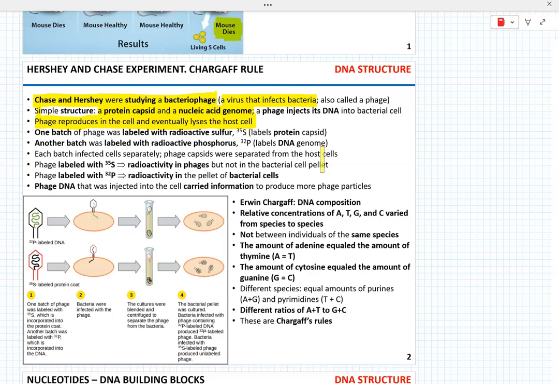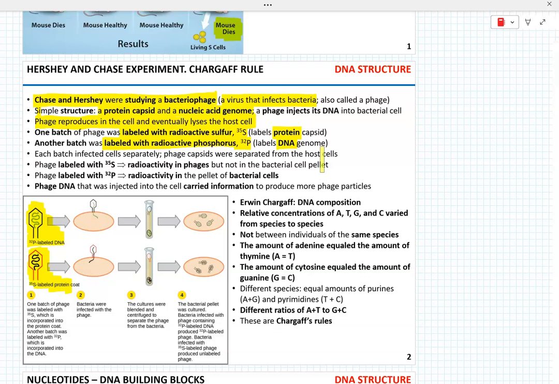One batch of phage that Hershey and Chase used was labeled with radioactive sulfur-35, which essentially labeled protein capsids. Another batch was labeled with radioactive phosphorus-32, which labels the DNA genome. They used each batch of phages to infect bacterial cells separately. You can see the labeled DNA and the labeled protein coat.